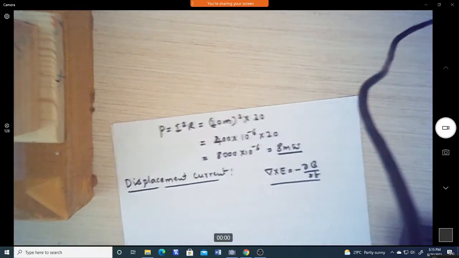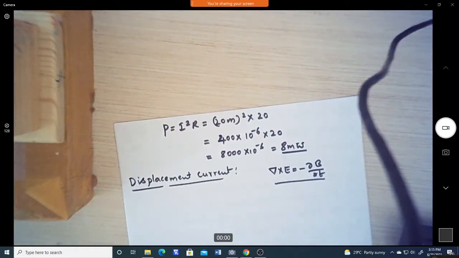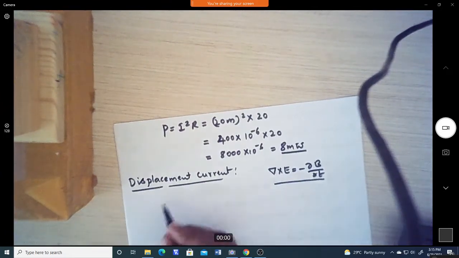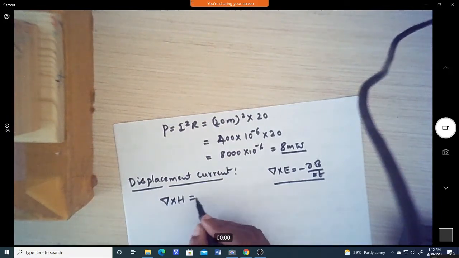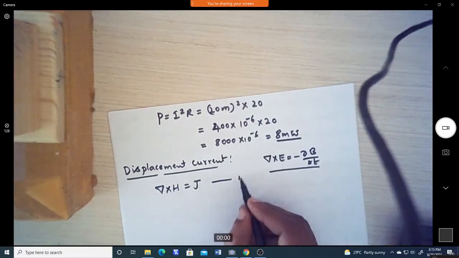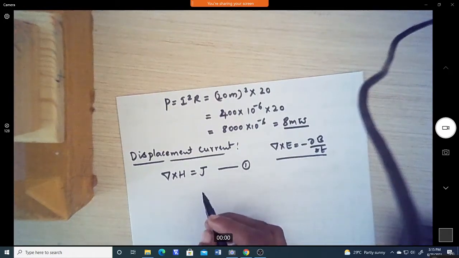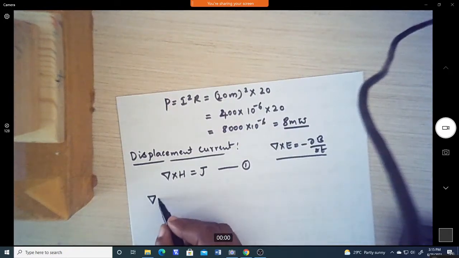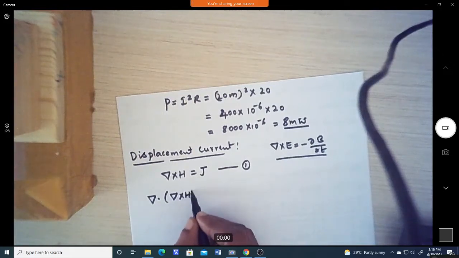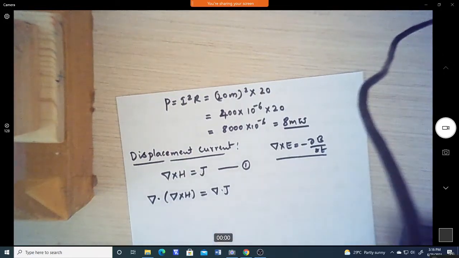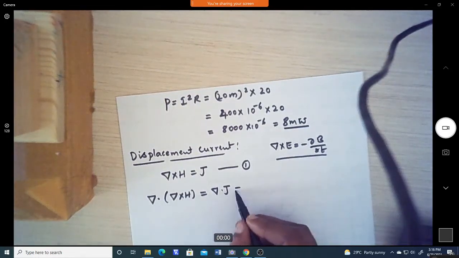Now we will see how the static magnetic field can be applied to the time varying field. That is by using Ampere's circuit law. If we take the static EM field, we know that del cross H is equal to J. Now let us take equation number 1, which we have already done in Maxwell's equation. If I take the divergence of both sides, the right side is del dot J. But we know the divergence of the curl of a vector is equal to 0.